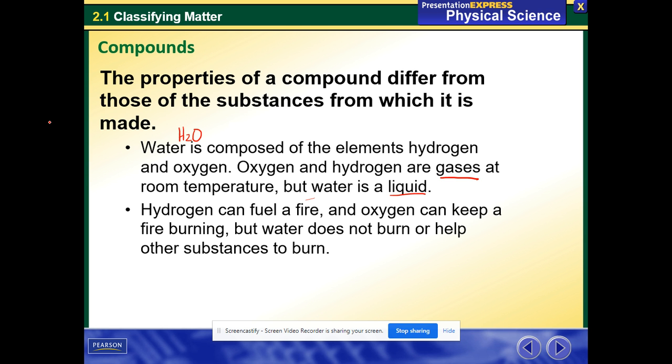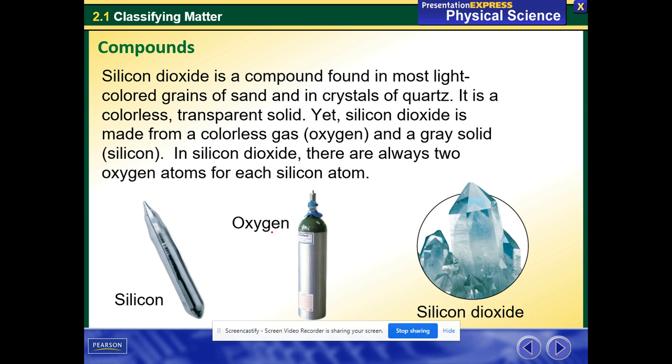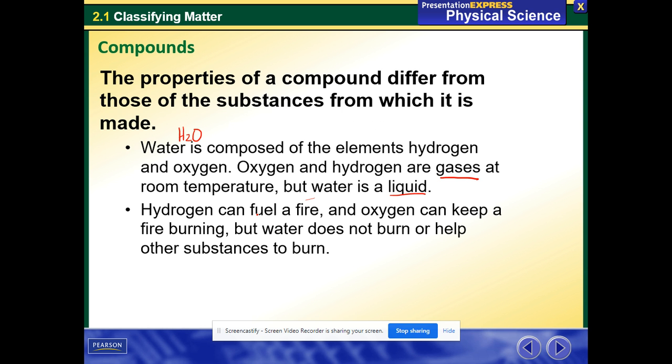Another way that they're different is the element hydrogen actually helps fuel a fire, and oxygen keeps a fire going. If you think about a candle, it can't burn if you don't give it oxygen. However, water is completely different than those two elements. It doesn't burn and it doesn't help keep things burning. In fact, water helps put out fires oftentimes.